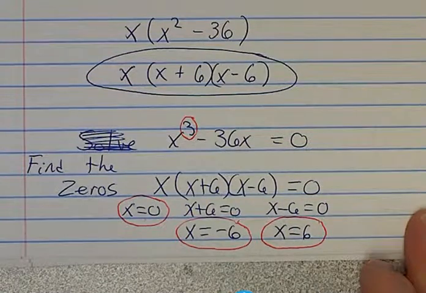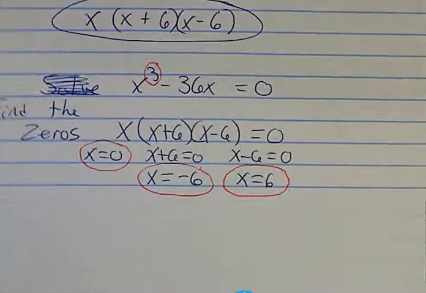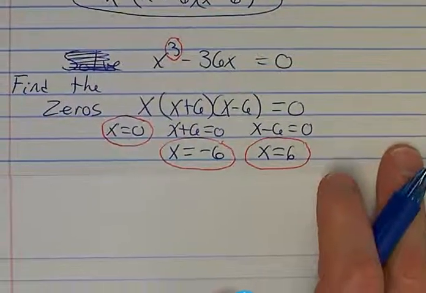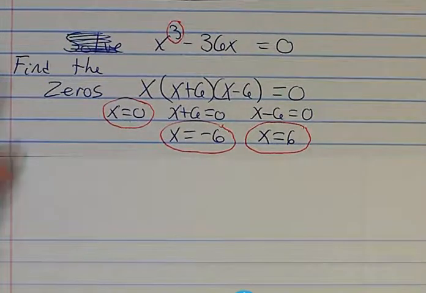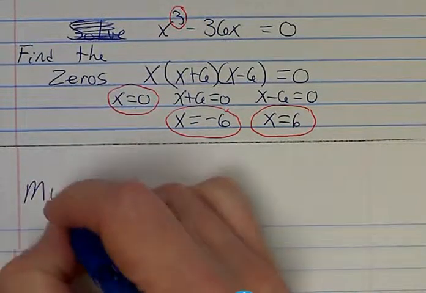Okay, so once you've got your zeros, you've got your solutions. The next thing they're going to ask you to do is a new term. So far, we really haven't done anything new. This was stuff you had done in algebra before, the factoring. Here's something we're going to add in, a new term. They talk about the multiplicity.